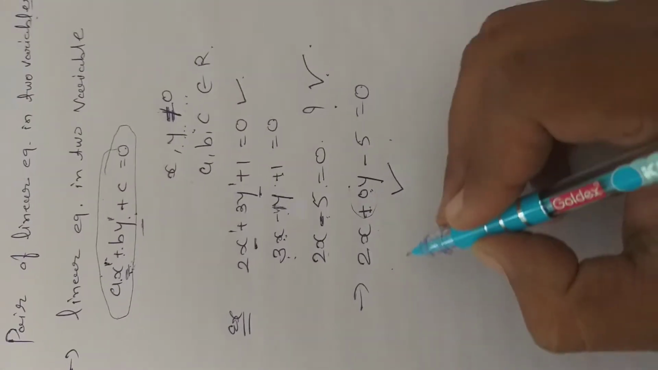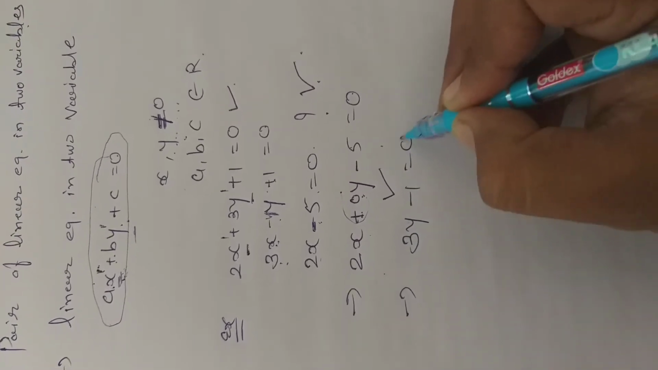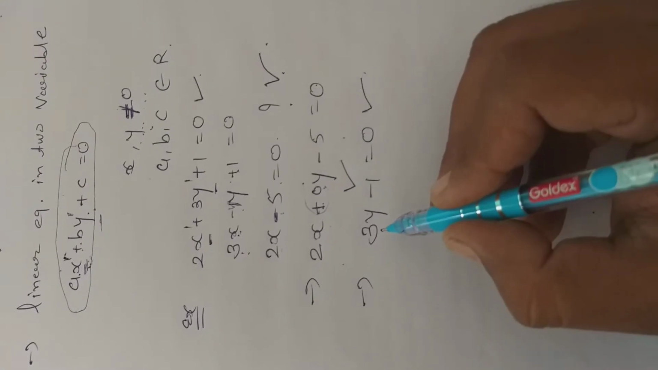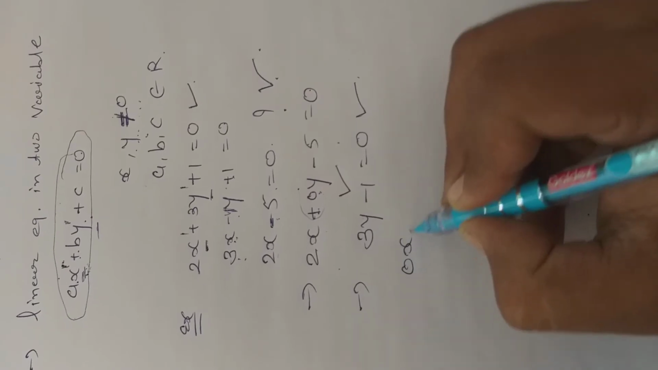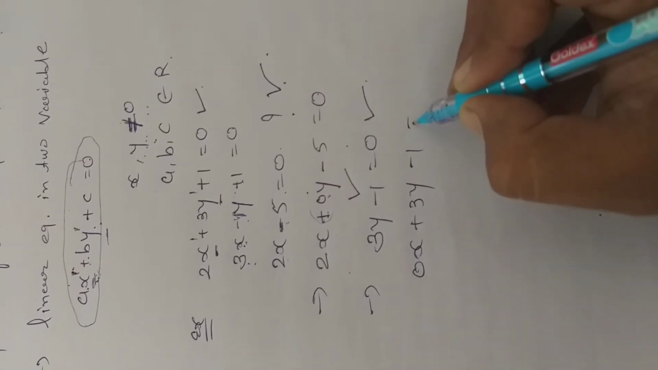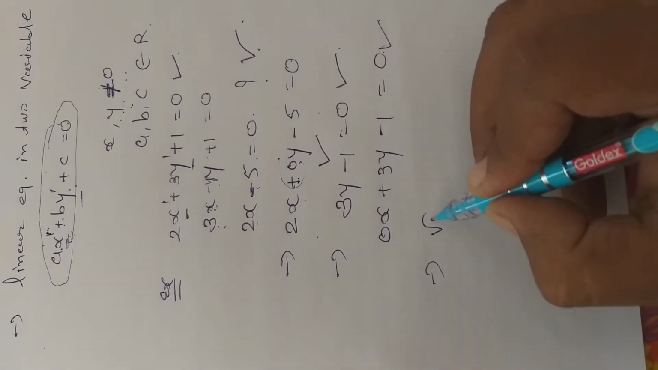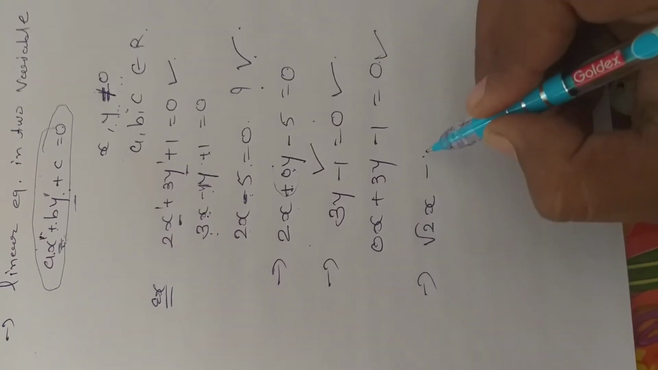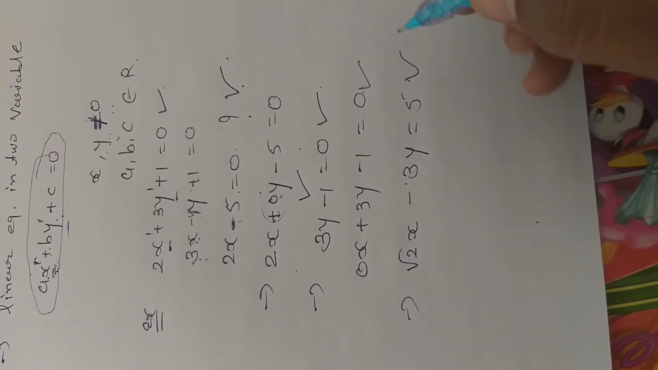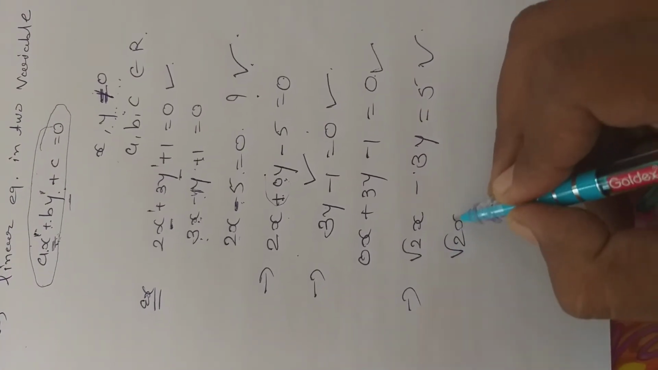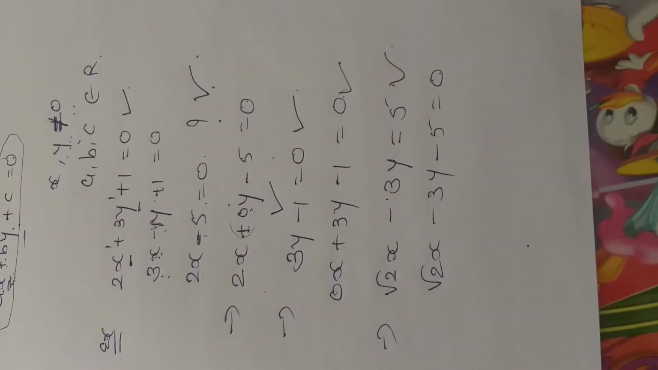Remember, if it is asked that 3y minus 1 is equal to 0 is a linear equation, then yes, it is a linear equation. As there is no term of x, I can write 0x plus 3y minus 1 is equal to 0. It is a linear equation in two variable. Can I say root 2x minus 3y is equal to 5 is a linear equation in two variable? Here it is also a linear equation in two variable, because I can write it as root 2x minus 3y minus 5 is equal to 0.